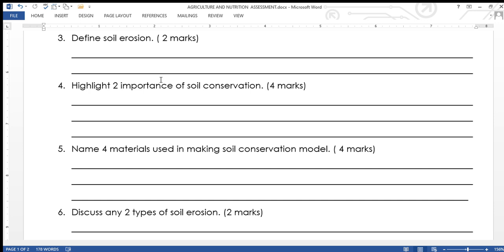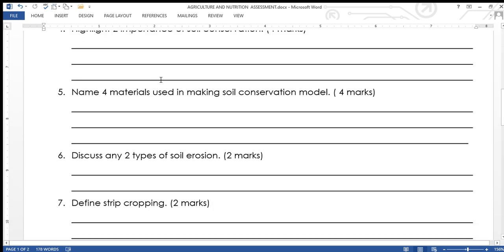Now let me have a group to read question 6. There's a group which has not read. That group at the back. At the back, you read question 6. Discuss any 2 types of soil erosion. Now, when you discuss any 2, you get 2 marks. There are many, but you are only required to give any 2.